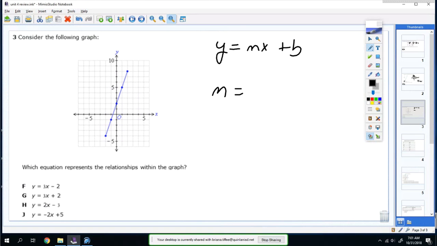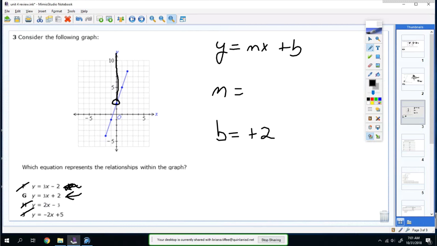m is your slope, or as we call it, the constant rate of change in 7th grade. And b is your y-intercept. The y-intercept is where the line crosses the y-axis. And so as I told my kids, I like to put my finger on the y-axis and bring it down, bring it down, bring it down until you hit that line. And that point right there is my y-intercept. So my y-intercept is plus 2. As of right now, there's only one answer with a plus 2. So it means all the other ones are wrong, and the answer is G.